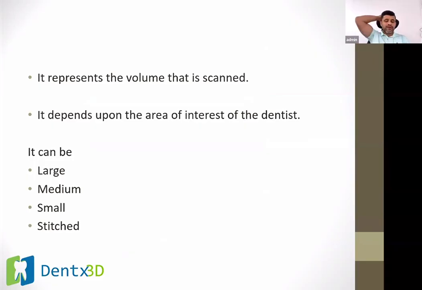Now, the advantage of knowing this is that when we want to do an endo scan, we will always go for a small field of view because it will give us good resolution. And we also need to know what a stitched field of view is. A stitched field of view is when the field of view is smaller than the area to be scanned. For example, if the field of view is 5 by 5 centimeters and you want to scan the entire mandible, it cannot scan it in one go. So it will take a 3 segment scan, anterior, right and left, and it will join the 3 scans. That process of joining is called stitching. So that is the stitch technique.